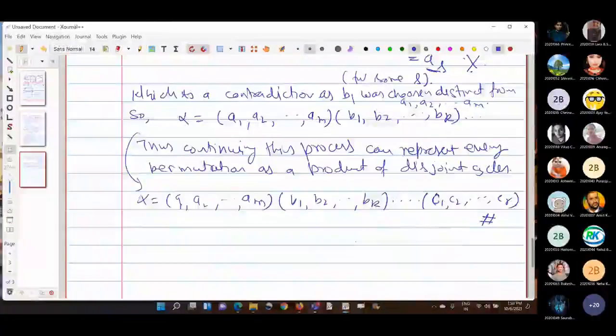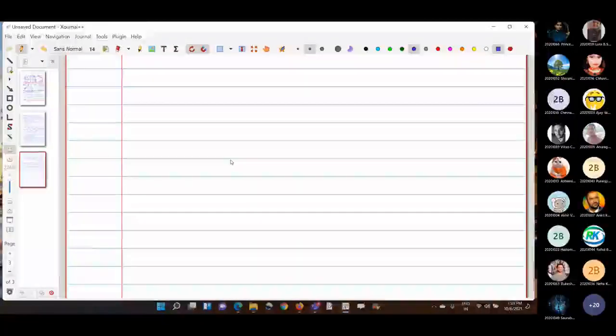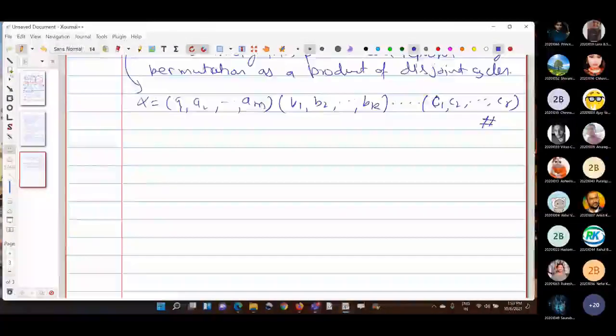Okay, fine. So let us see one more result. So the next result is that disjoint cycles commute. Next theorem.